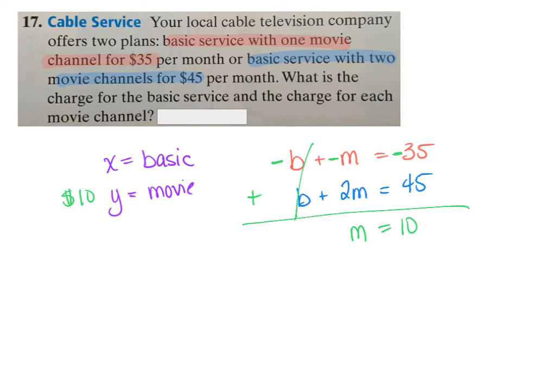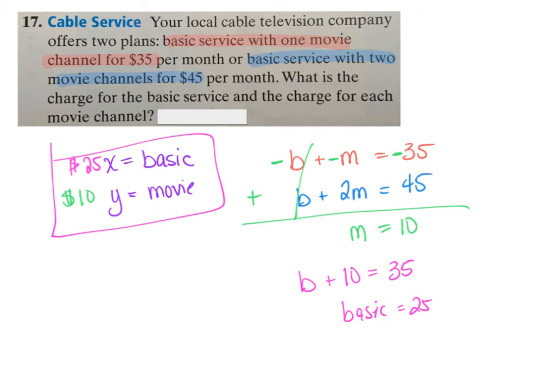And then to solve for what my basic service is, I can just plug it back in. So if my basic plus a movie is 35, then that means my basic is going to be 25. And so I'm going to say that my basic service is 25. And so this would be your answer here.